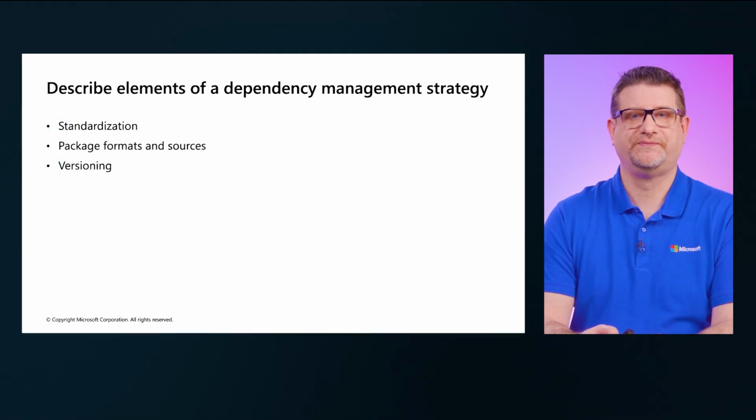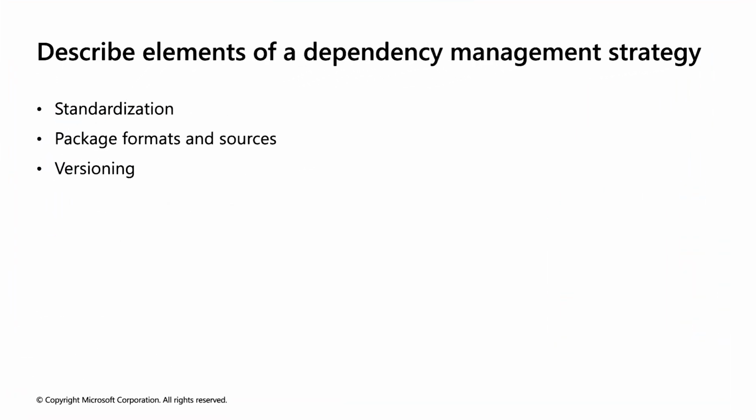Dependency management is the practice of tracking, organizing, and updating these components so that our software remains stable, secure, and easy to maintain. A dependency management strategy is essential for modern software development because it brings order and predictability to how teams handle the libraries, packages, and components that our applications rely on. At its core, this strategy involves standardizing how dependencies are managed, choosing consistent package formats and sources, and implementing clear versioning practices. Standardization means everyone on the team follows the same rules for adding and updating dependencies, which reduces confusion and minimizes errors.